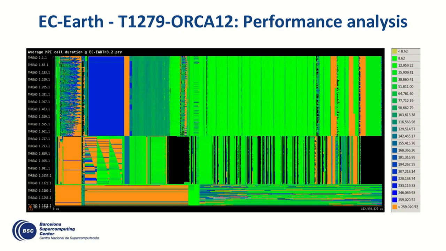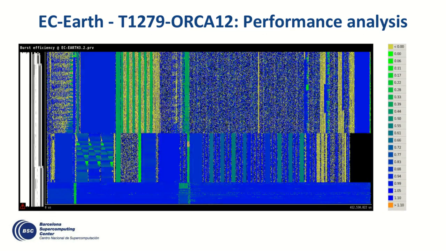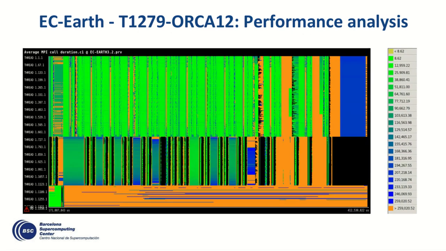This is what I was saying before. We try to balance the models' time steps as best as possible, but there are always gaps in which one of the models is waiting for the other. We try to minimize these waits in order to exploit the allocation as best as possible. This is the burst efficiency. Blue colors mean long computations, and as you can see, there are regions in which the two models are doing a lot of communications. And finally, MPI call duration again, and this is a zoom on one of the time steps.